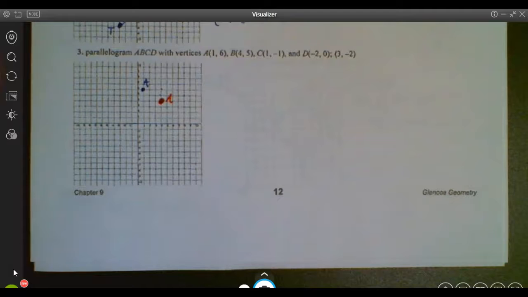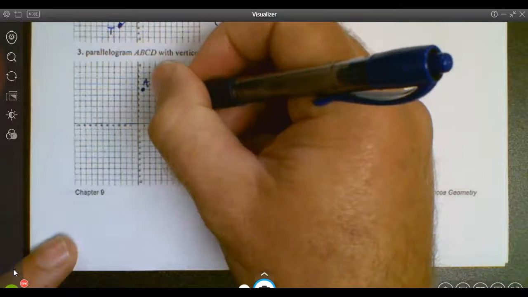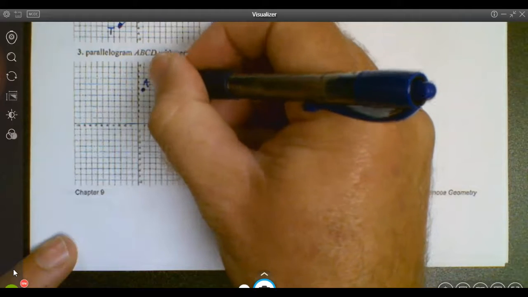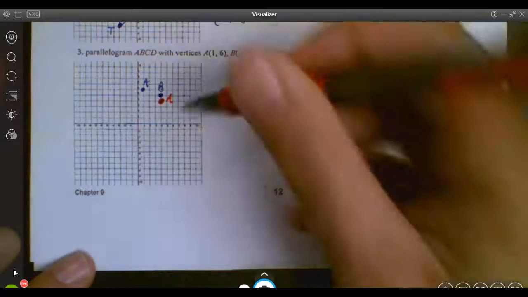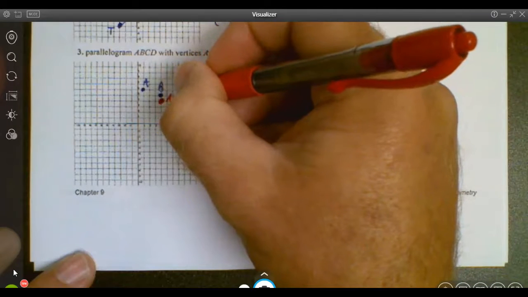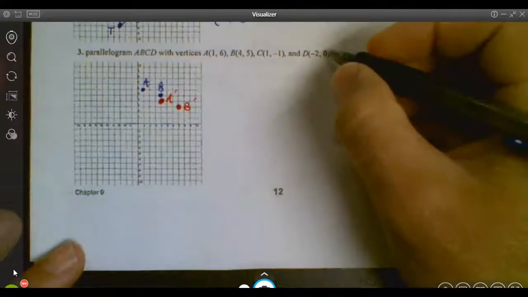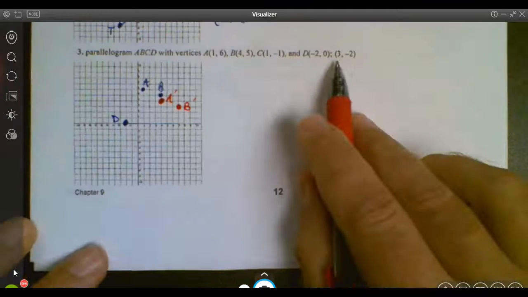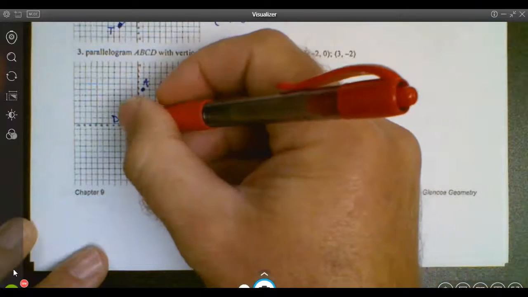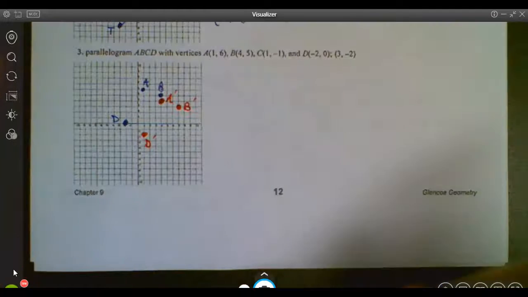Just by kind of using the visual approach here. So point B was 4, 5. So 4, 1, 2, 3, 4, 5. Here was point B. If I go right 3, down 2. So 1, 2, 3, 1, 2. There's B prime. D was at -2, 0. Again, according to the rule, it's right 3, down 2. 1, 2, 3, 1, 2. There's that guy, and one last point.